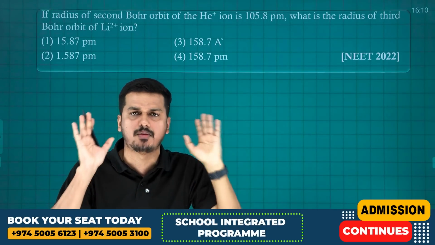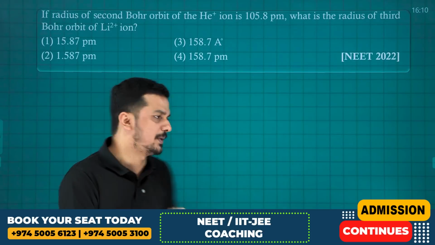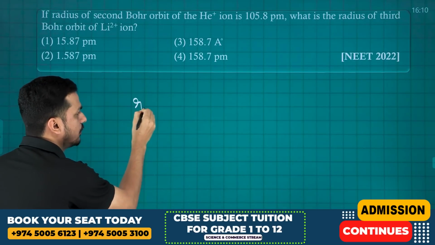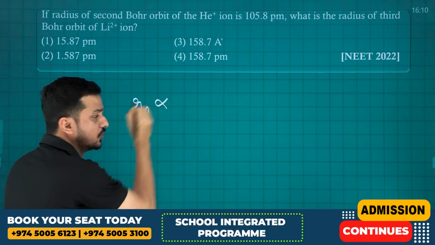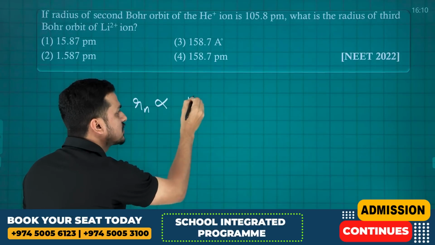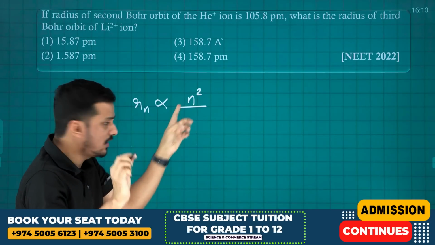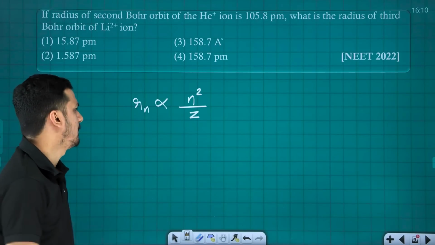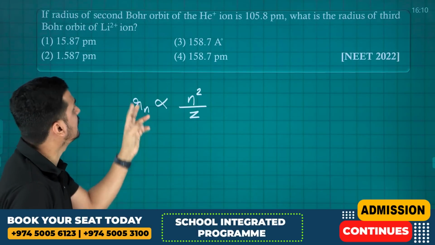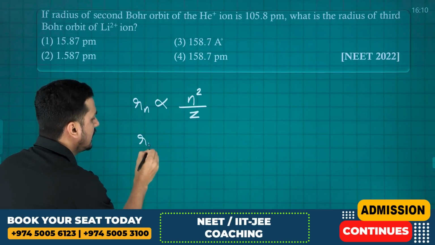So the thing is that you have to remember the radius formula. The radius of the electron in the nth orbit is directly proportional to n square by Z, orbit number divided by atomic number. That you have to remember. Okay, yeah. So here we can take the first case, helium plus. I will take the case of helium plus.